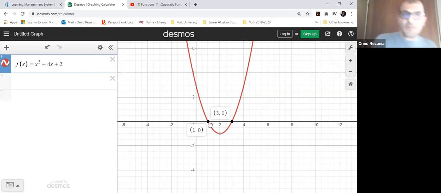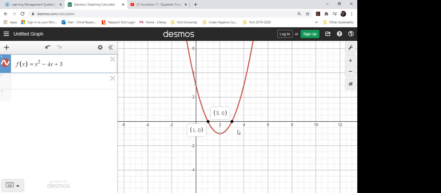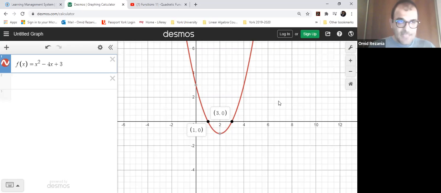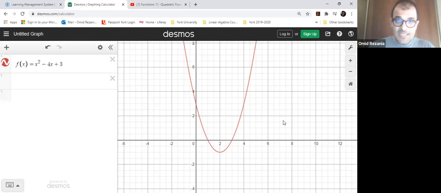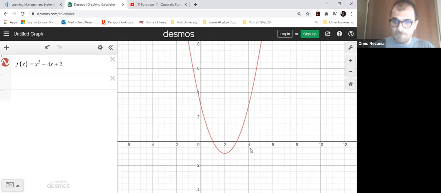Guys, look at this function. I changed the function to x squared minus 4x plus 3. Look at the function which I have. We have the intercepts. That's a quadratic function with a leading coefficient of plus 1. Look at this function which is plotted here.